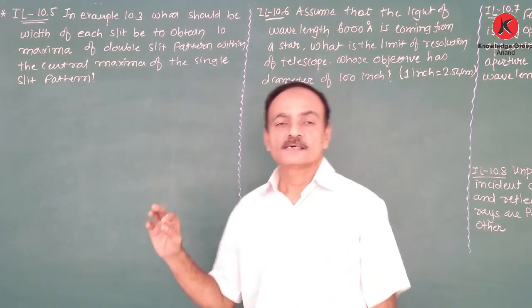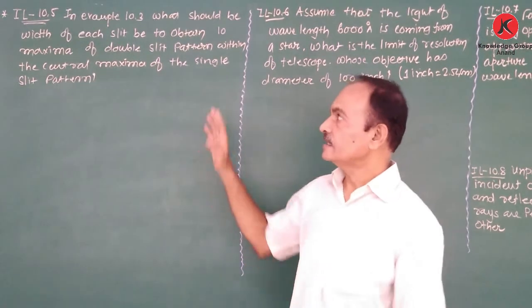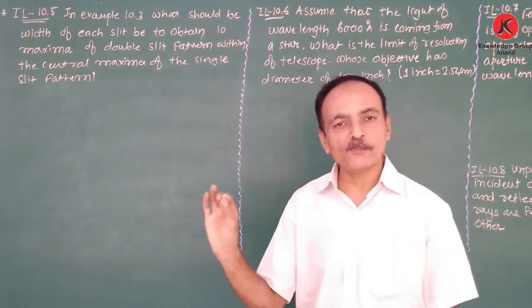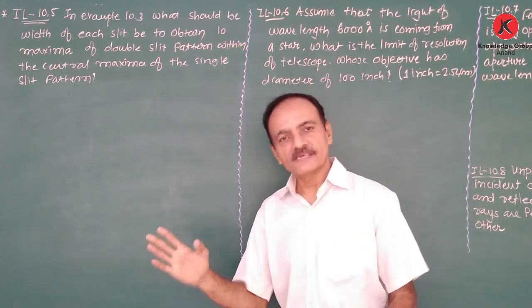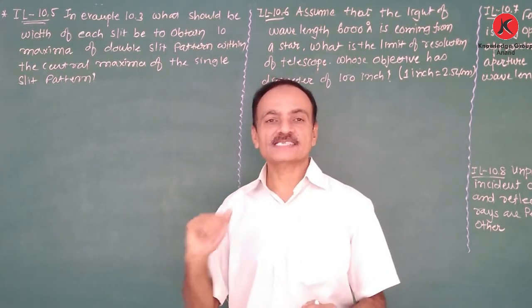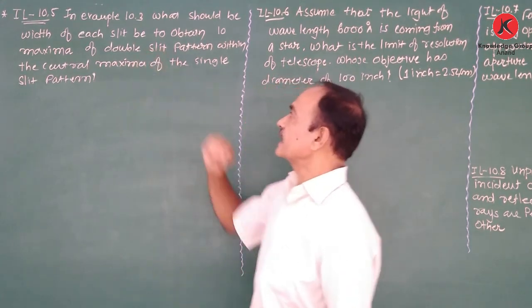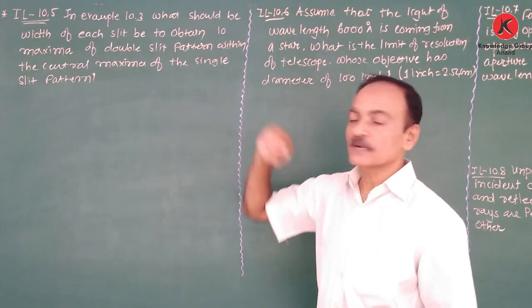Okay friends, after the completion of the numerical exercise, here in illustrations up to 10.3 we discussed. Now 10.4 is theoretical, we will discuss it last. Now, in 10.5 illustration, what is given? Here we are using the data of example 10.3.